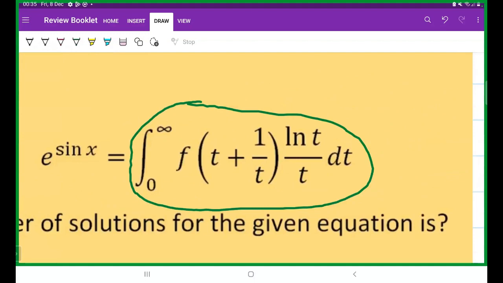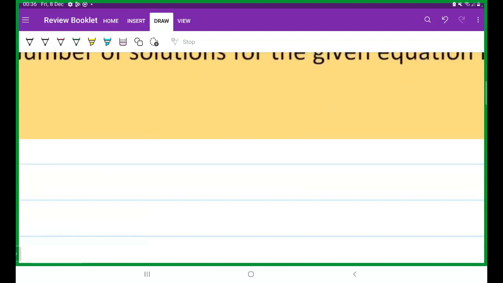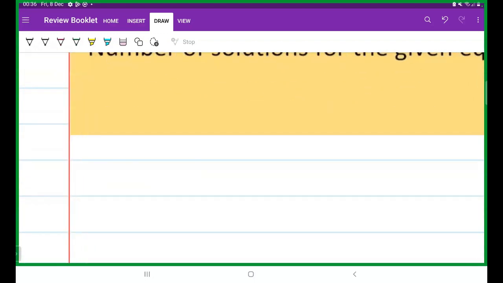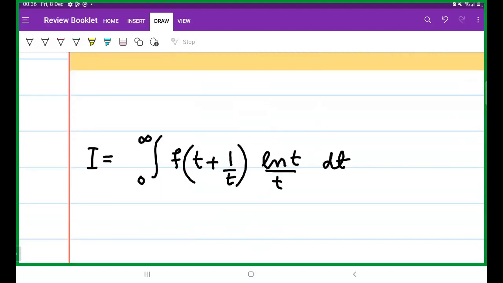Whenever we have got an infinity as one of the limits in an integral, we should try to take 1 by t as another variable. For example, let me write the question first. Okay, so let me write this for you here.